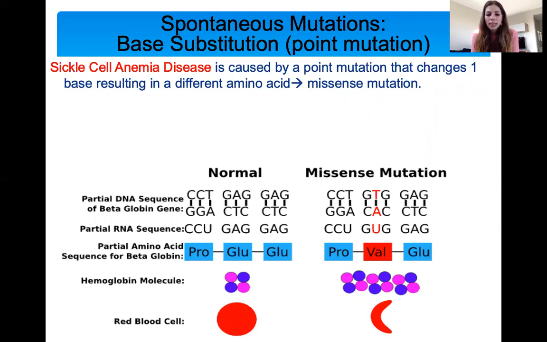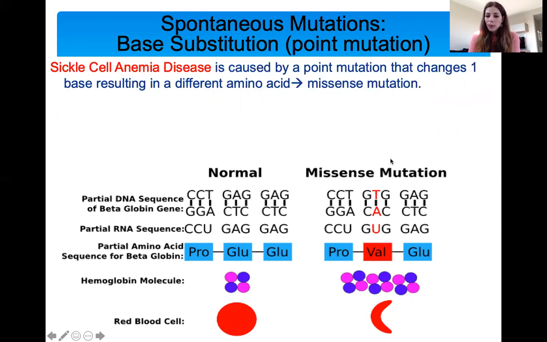So sickle cell anemia is a disease, and it's caused by a point mutation that changes one base pair to a different base pair, and unfortunately this leads to a completely different amino acid, so that leads to a missense mutation. And here's an example of that. So on normal circumstances for red blood cells, there's a lot of molecules involved in making red blood cells, but one of the proteins is hemoglobin.